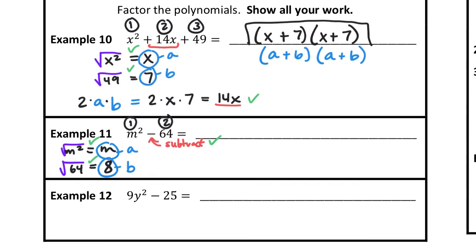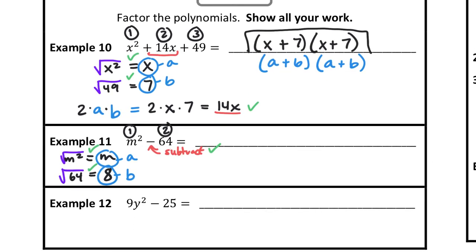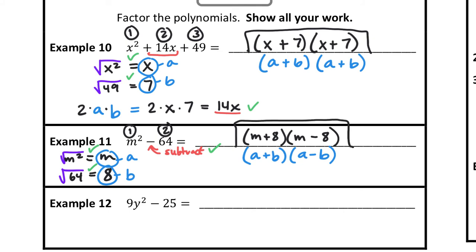So going back to example 11, I need to write a plus b times a minus b. So my answer, I'm going to set up my two parentheses. My a is m, b is 8. So it's going to be m plus 8, m minus 8. That's my answer for that one.